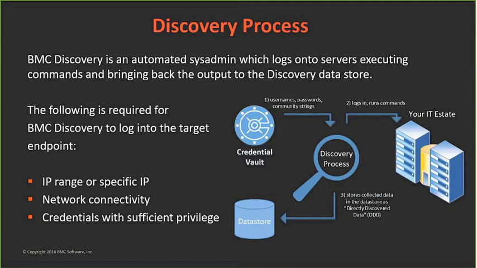So, how does it work? I said it's an agentless discovery. You basically give it an IP range or a specific IP you want to look at, as long as you've got network connectivity to it, and you give it the credentials that are necessary to interrogate that box. We're able to bring that information back and store it in a local data store that's part of BMC Discovery. And then once it's in there, of course, it starts to watch all the communications going on, and that's how the maps get built.